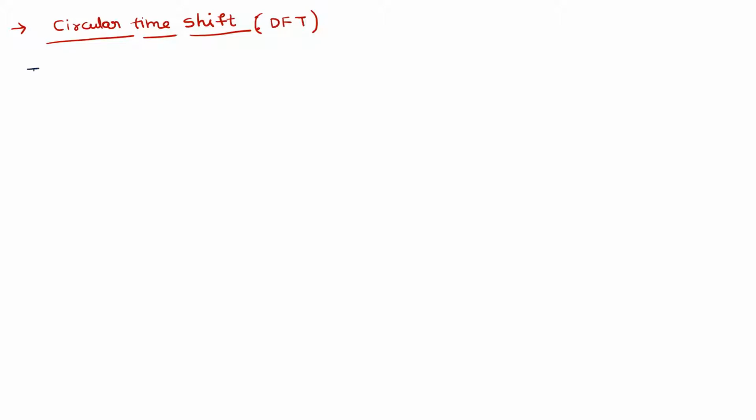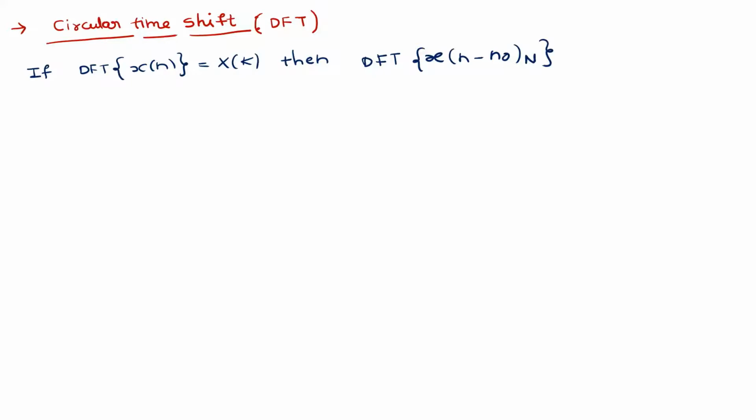So the statement states that if the DFT of x of n is equal to X of k, then if it is shifted, the DFT of x of n minus n naught — I'm representing it as modulo n because it's called circular shift — is equal to X of k e power minus j 2 pi by N multiplying with k n naught. Okay, we have to prove this.